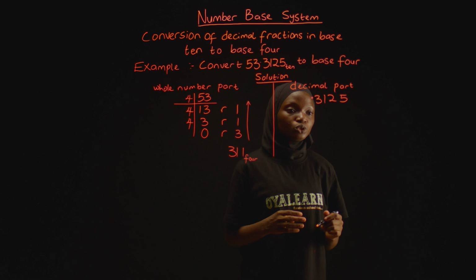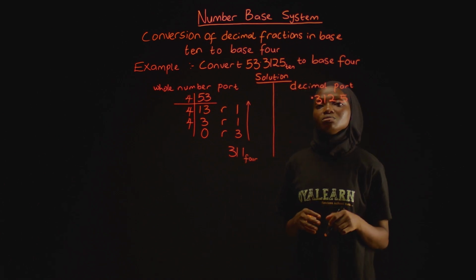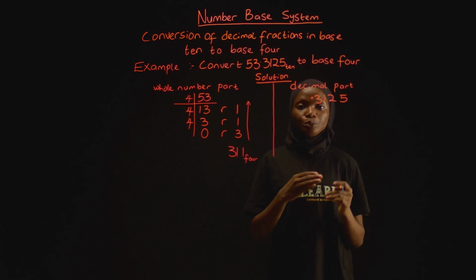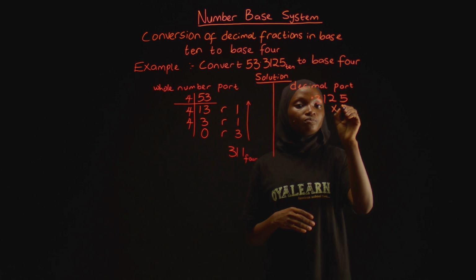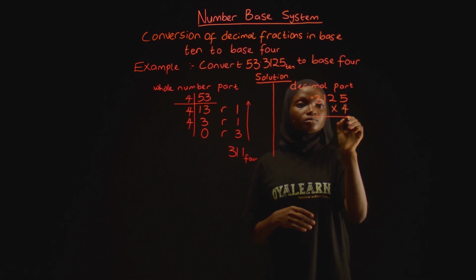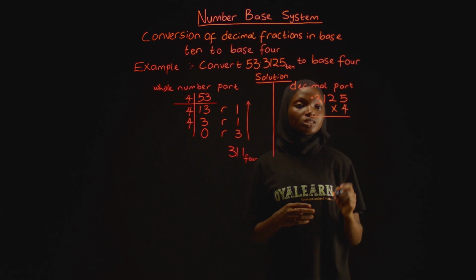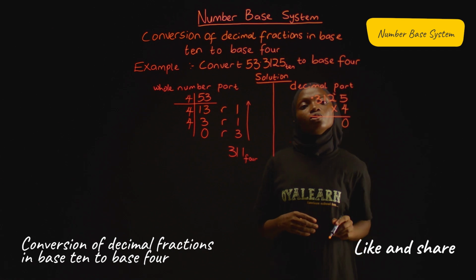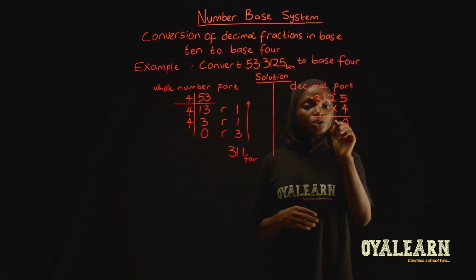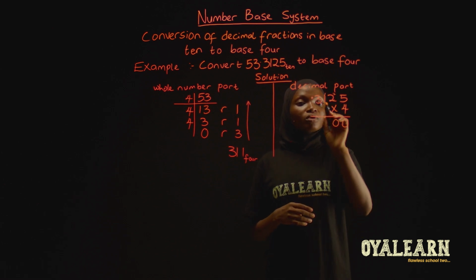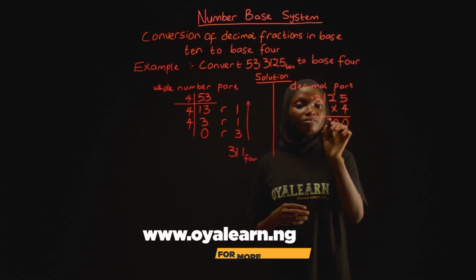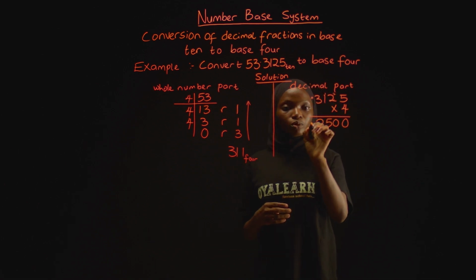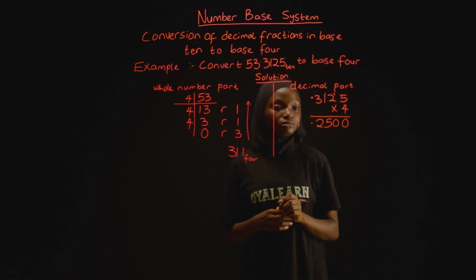Now move on to the decimal part and also convert to base 4. For the decimal part, we multiply by 4 until you have 0 for the decimal part or a periodic number. So let's multiply by 4. 5 multiplied by 4, you have 20. Write 0. You take 2 to the next digit. 2 multiplied by 4, you have 8 plus 2, you have 10. So you write 0. You take 1 here. 1 multiplied by 4, 4 plus this 1, you have 5. 3 multiplied by 4, that's 12. So you write 2. Then bring the 1 to the other side.